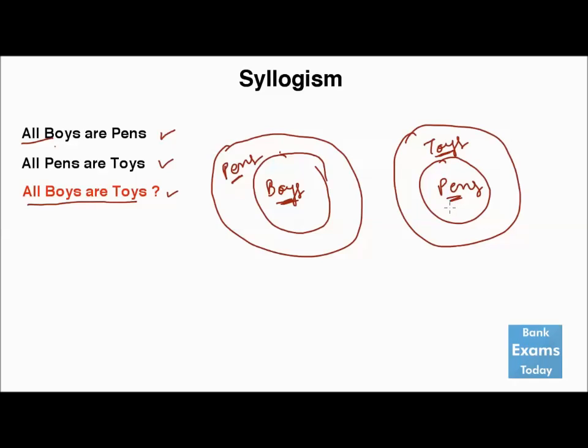So boys is here, the part is a smaller circle inside the pens. So it's like this. The boys is here. So all boys, this smaller circle, that boys is a part of the bigger circle, toys. So yes, it's true. All boys are toys. So let's do some difficult questions that will be asked in the real exams.